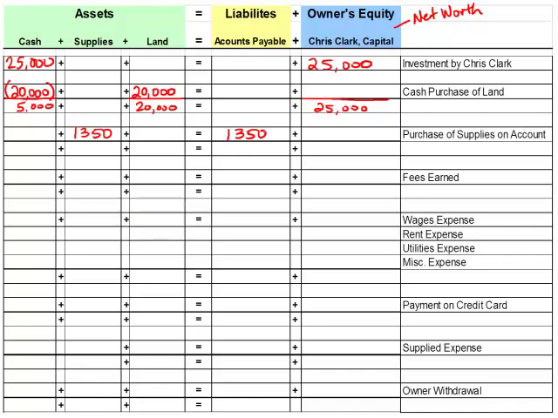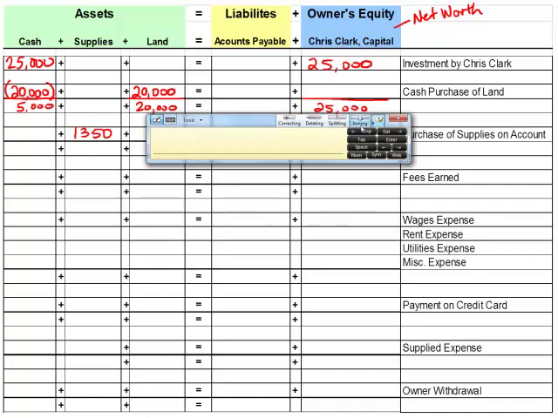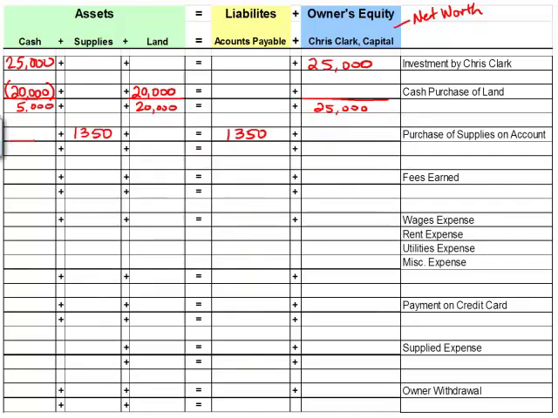Okay, so we get totals. If we get another set of totals, we still have the $5,000 in cash. We've got $1,350 in supplies now. We've still got the land. We now owe a debt of $1,350, and equity balance is $25,000. So if we added up the left side, added up the right side, we would get $26,350 on both sides. So our equation balances.